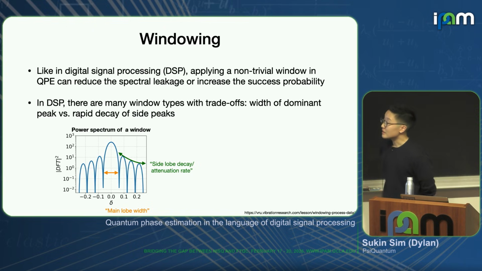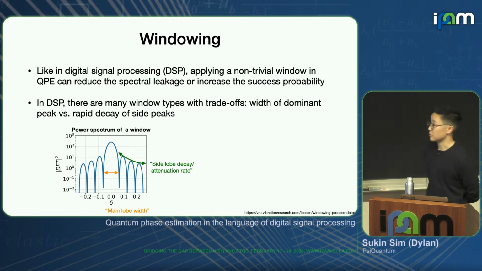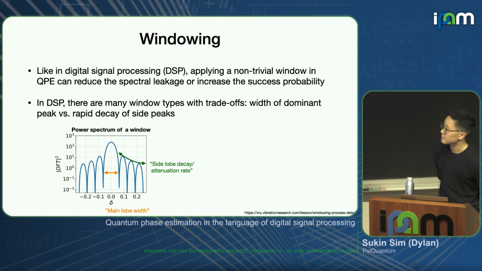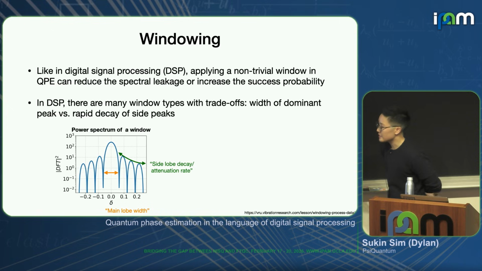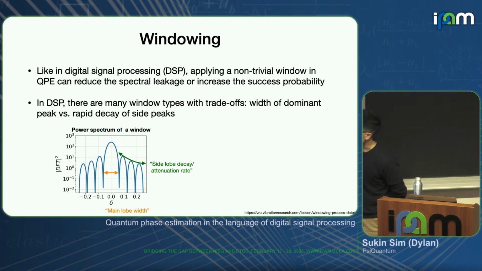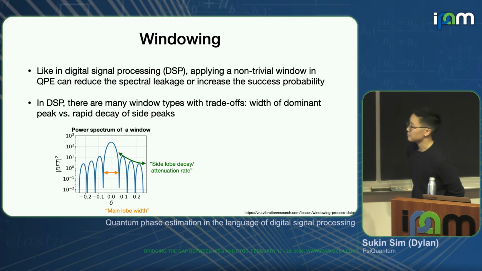And I wanted to note that in digital signal processing, there are many, many different window types developed over decades, but they have particular trade-offs. Usually the two things that they often talk about are the width of these dominant peaks versus the rapid decay rate of the side peaks falling away from the true peak, the true eigenphase. So you'll often see pictures like this, where you take the power spectrum of a window function, and this is how they characterize the main lobe width of the central peak, or the dominant peak, as well as the decay rate of the side lobes.